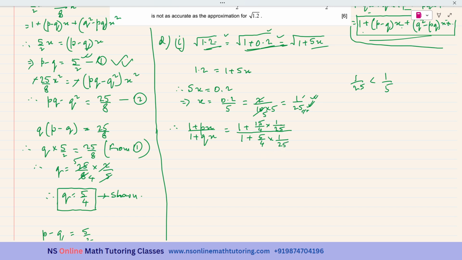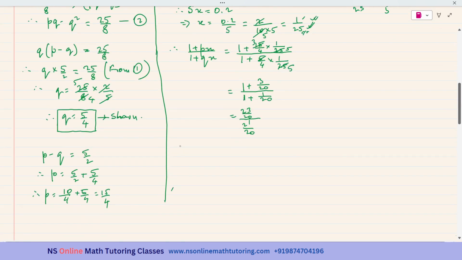Okay, so this one is 5 times 3 and 5 times 5. This is 5. So this is equal to 1 plus 3 over 20, divided by 1 plus 1 over 20. Okay, so 1 is 20 over 20, so this is 20 plus 3, which is 23 over 20. And this one is again 20 over 20 plus 1, which is 21 over 20.